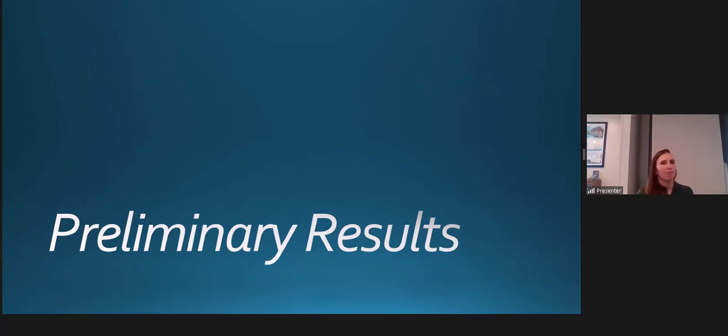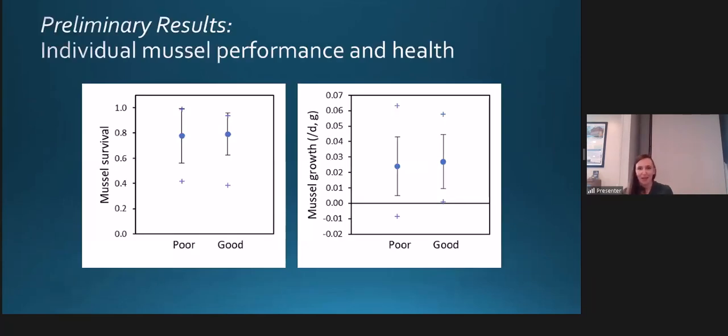A lot of these relationships I'm going to show you have confounders, and so nothing should be trusted. And you'll also see there's a lot of overlapping distributions. And so when we just look at individual mussel performance and health for our 2021 sites, we see that when we categorize based on those paired sites, mussel assemblages that we think are poor and think are good, we see that survival and growth are not different among these sites.